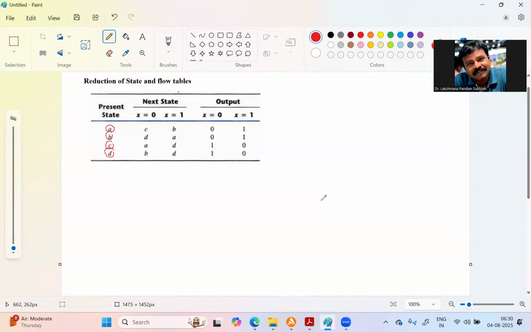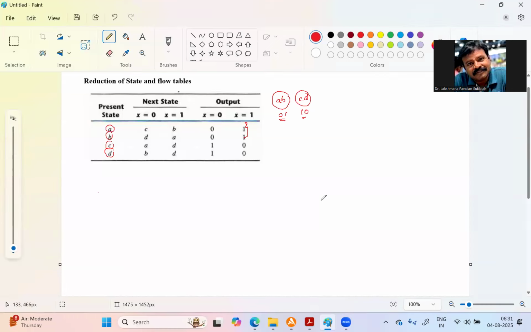Now, here you see that the output is the same for A and B. For A and B, the output is 0, 1. Then for C and D, the output is 1, 0. So the outputs are 0, 1, 1, 0.